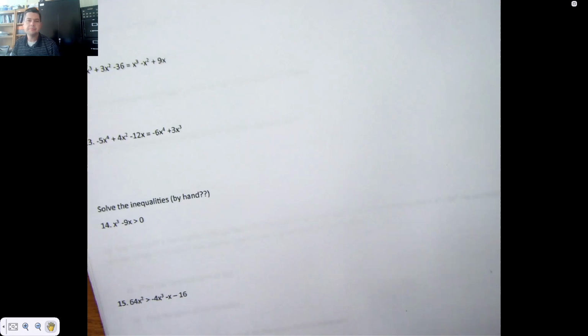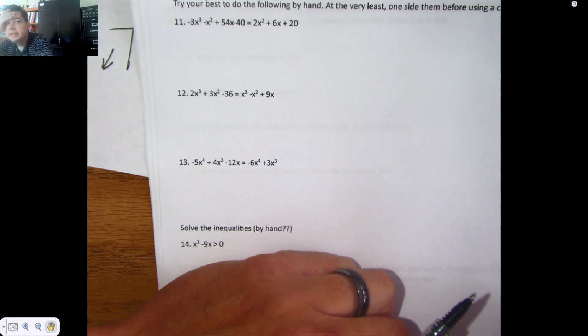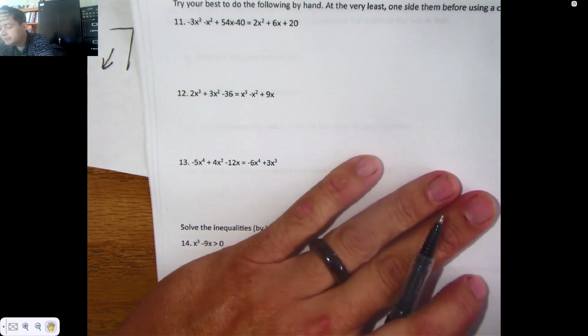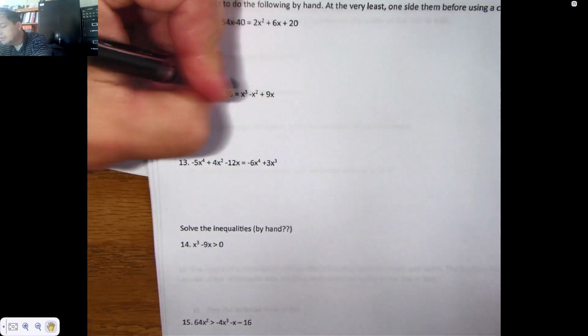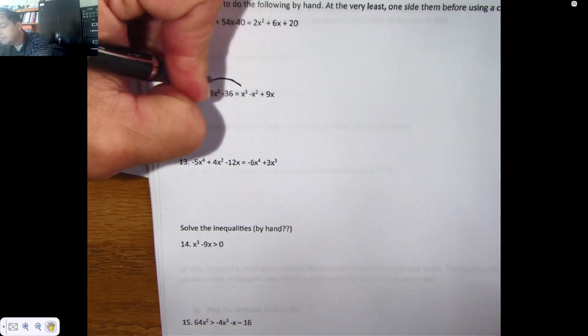Let's see here. It says try your best to do the following by hand. At the very least, try one by hand before using a calculator. So I'm going to do one by hand. I'm going to look at 12. I have no idea what these are like. I pulled them straight out of your book.